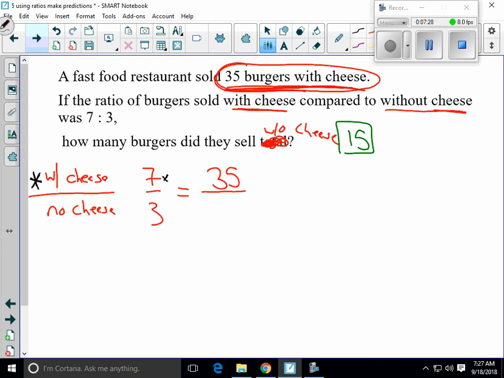So how do we turn this fraction into an equivalent fraction? 7 times what will get me 35? 7 times 5 should work. So I'll do the same to the denominator. 3 times 5, my answer there, again, is 15. Okay, so 15 burgers without cheese. Yeah, we're going to do the rest of these the shorter method. Okay, so we'll use the second method. We'll use equivalent ratios.